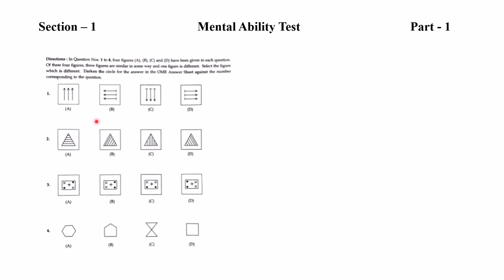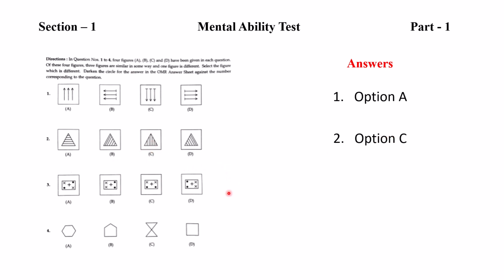Coming to the first question, we can see that in these 4 options there is a small horizontal line present at the bottom of all the arrows. Option B, C, D contain that, but option A do not have that horizontal line. So correct answer for question number 1 is option A. Coming to the second question, we can see that in figure A, B and D, there are lines which are parallel to any one side of the triangle, but in option C, those lines are perpendicular to that side of the triangle. Therefore, option C would be the right answer.